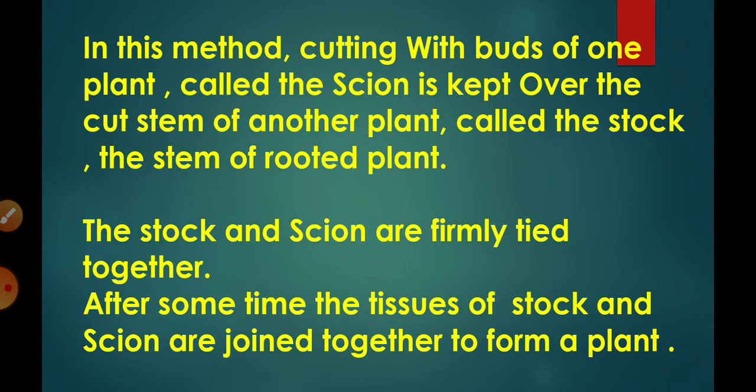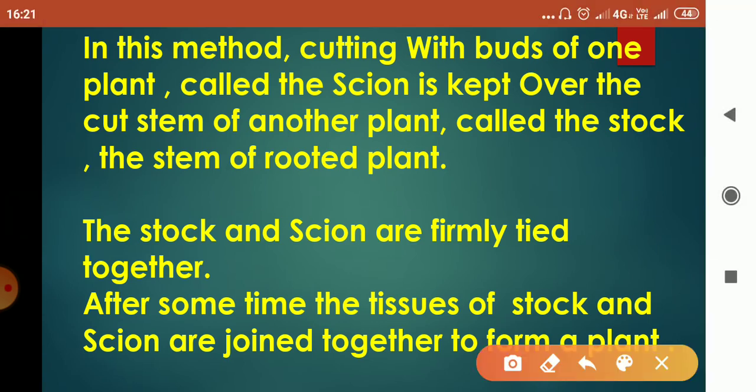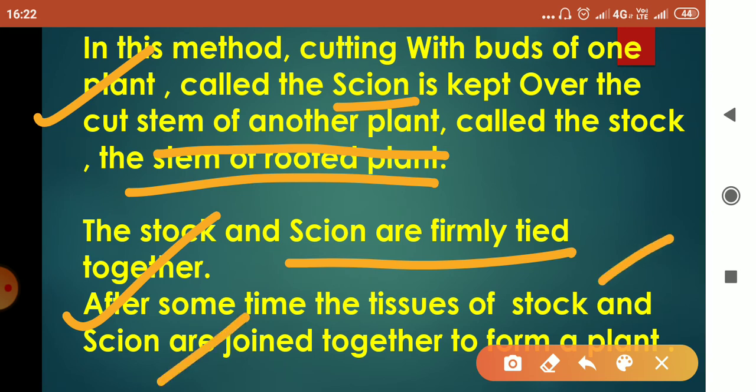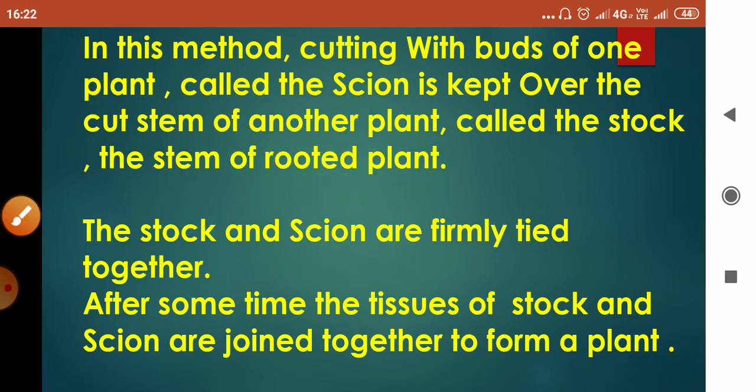The next one is grafting. Children, please be very attentive. This is very important. In this method, a cutting with buds of one plant, called the scion, is kept over the cut stem of another plant, called the stalk, the stem of a rooted plant. The stalk and scion are firmly tied together. After some time, the tissues of the stalk and scion are joined together to form a plant.